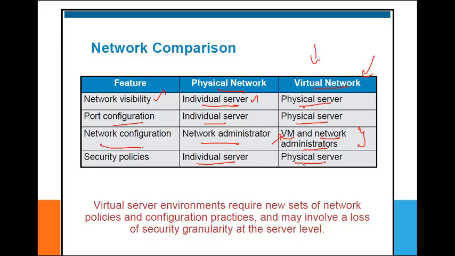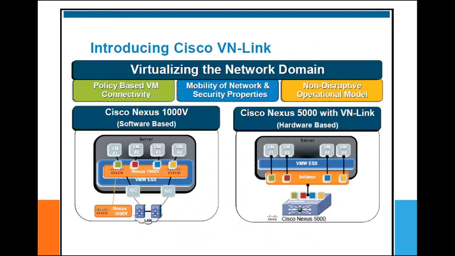a physical server. So a virtual server environment requires a new set of network policies and configuration practices, and may involve loss of security guarantees, granularities at security level. Because we cannot see the VM level, we cannot provide security to the deep level. We can just give security only at that individual physical server level. So there is no granular security when a network admin has no visibility to the VM level. So all this we compare and see, so that we can have a better understanding of how 1000V comes as a solution for all this problem.